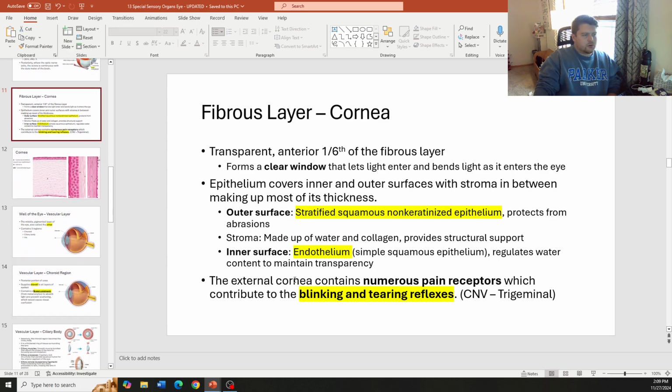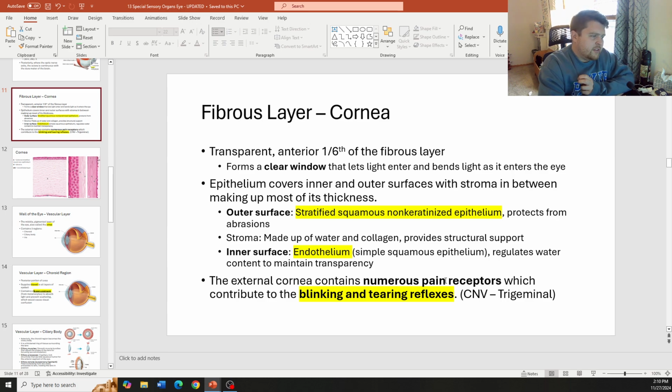Additionally, the external cornea contains a lot of pain receptors. We know our eyes are very, very sensitive to anything that gets into them, and it hurts a lot, as well as even to wind, to breath, to movement, anything like that. So these pain receptors contribute to the blinking and the tearing reflexes. Both of those reflexes are actually controlled by our cranial nerve 5, the trigeminal nerve.